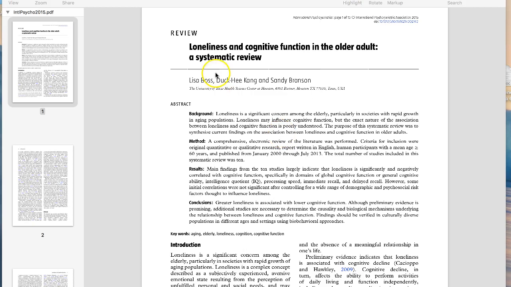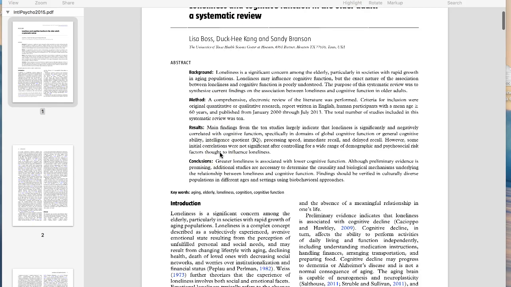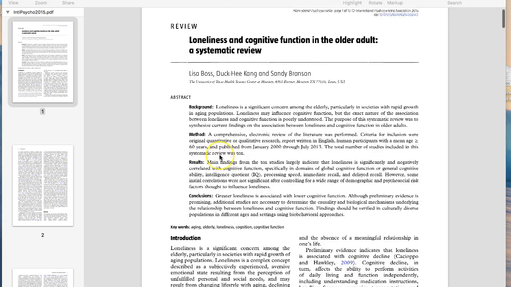that is about loneliness, cognitive function in the older adult. So I'm just going to use this one as an example to explain to you what I did, and then you can apply that to your variables. So first of all, the one thing to remember here is that I have three variables: loneliness, cognitive function, older adult.